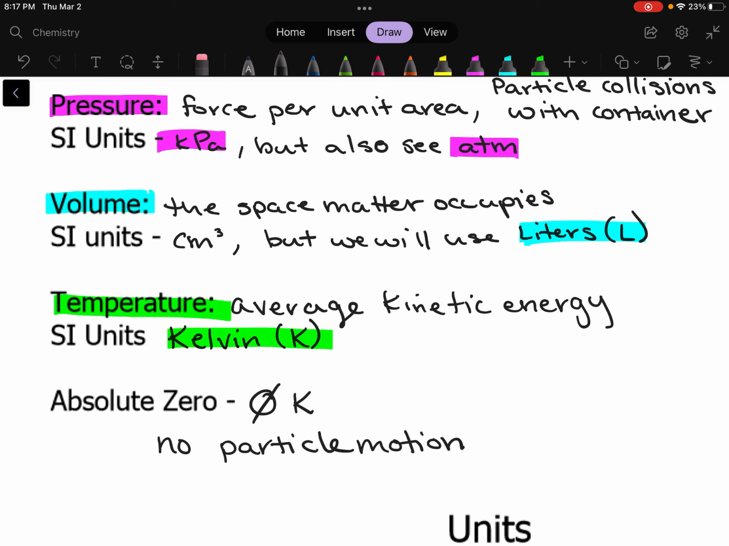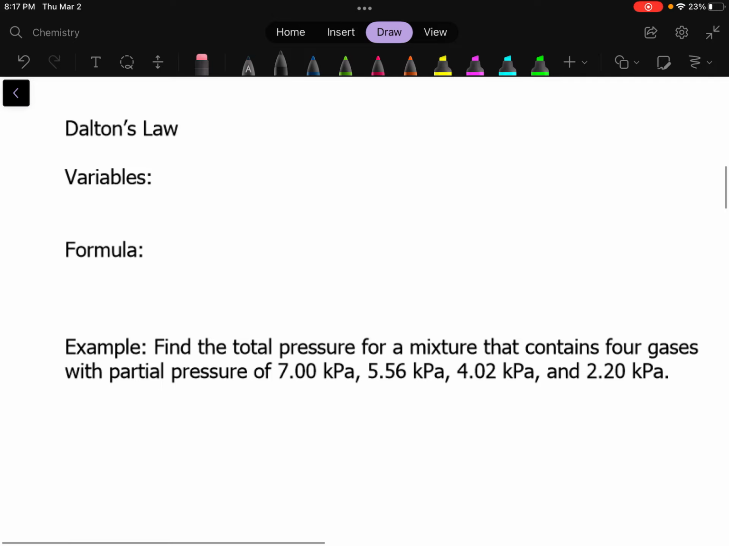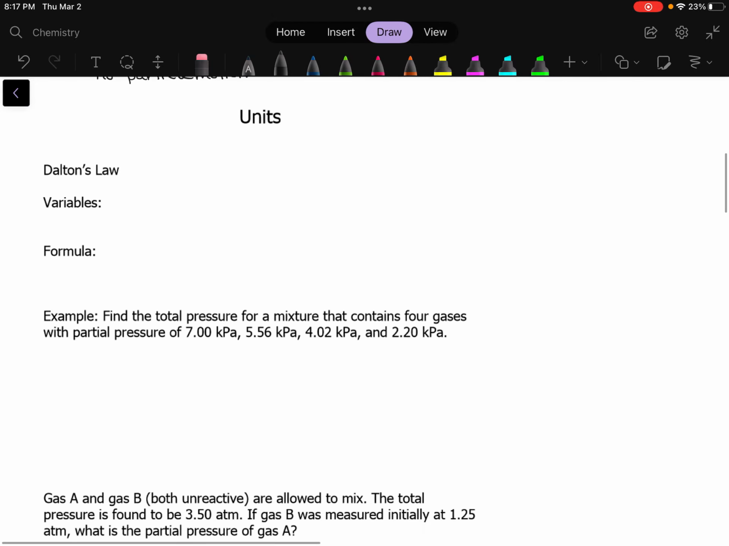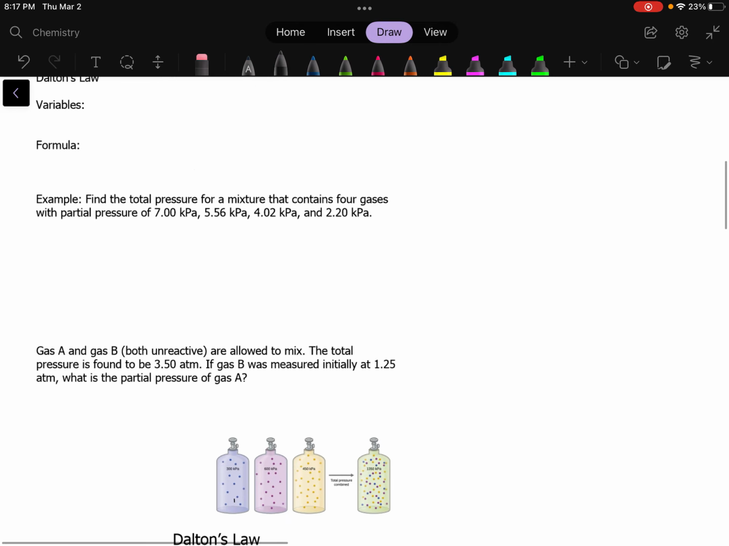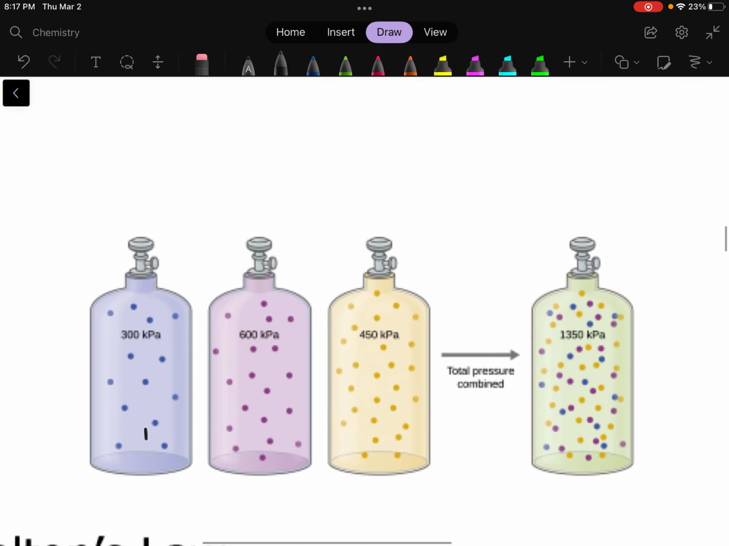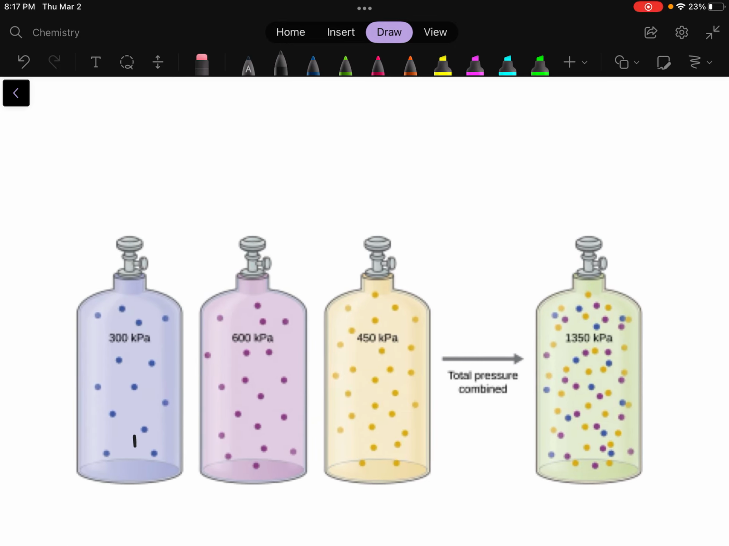Okay, so we're going to start with our first gas law, which is Dalton's law. And I think it's one of the easiest. That is why we are starting with Dalton's law. Trying to get to the picture, which is down here. So we're going to zoom in on this. Dalton's law of partial pressure is when we have unreactive gases that will just physically combine and not chemically combine. And each gas will have a different pressure.